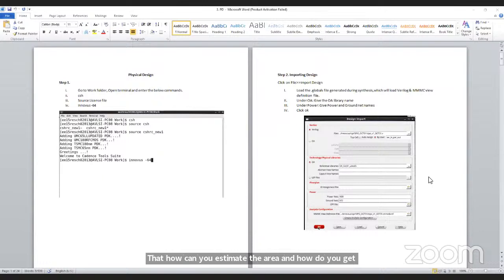Once you place them, only then will you get the correct area, correct power, and correct timing analysis. Unless you place them physically on the chip, you don't have anything calculated accurately. You need to assume or estimate. That is how we follow in synthesis. Clear so far?